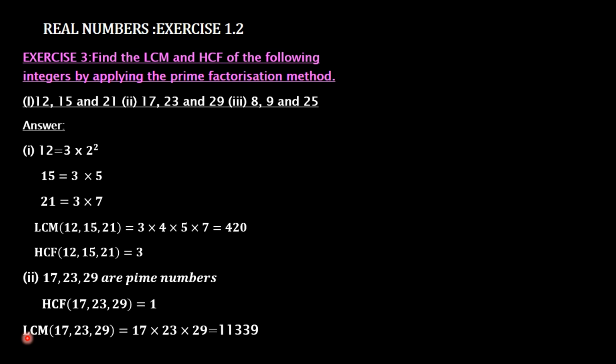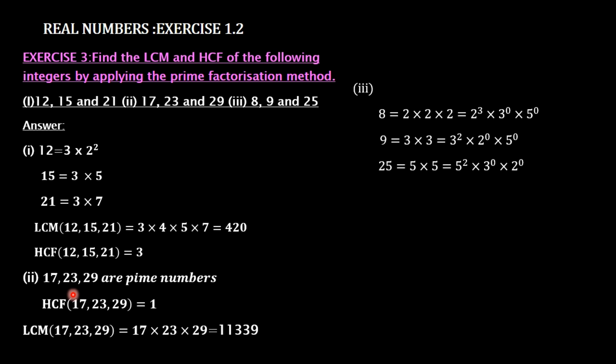In the same way, if we have 2 numbers 2 and 3, how will we find the LCM? 2 into 3. In the same way, we are finding this numbers' LCM. The next numbers: 8, 9 and 25. Then 8 equals 2 cube into 3 raised to 0 into 5 raised to 0. 9 equals 3 square into 2 raised to 0 into 5 raised to 0. Then 25 equals 5 square into 3 raised to 0 into 2 raised to 0.